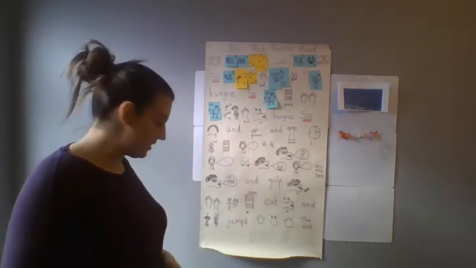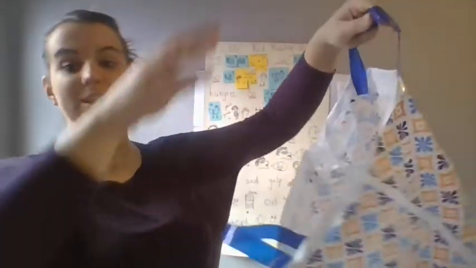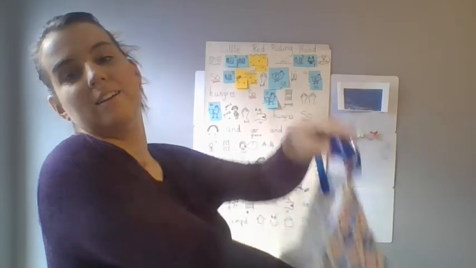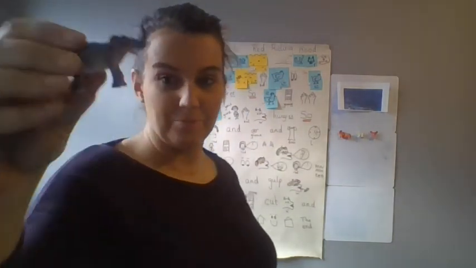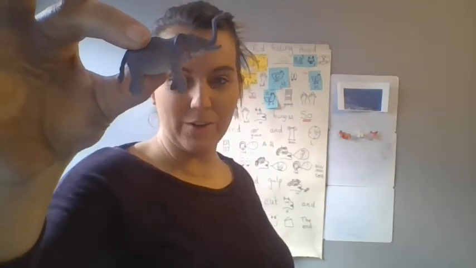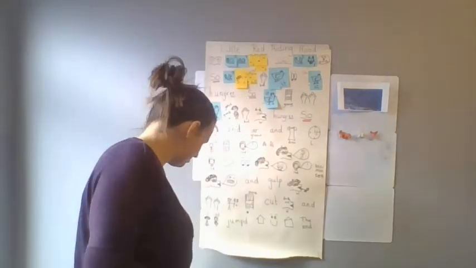We've got a new character, Granny. So we need to choose a new character. So let's have a look what we've got in here. I'm not looking. What's this? Let's have a look for our character for Granny. What kind of animal is this? An elephant. Amazing, well done.